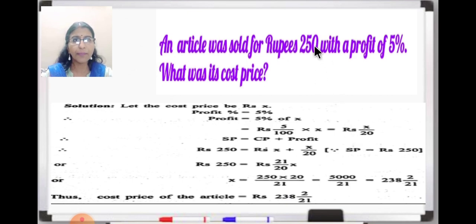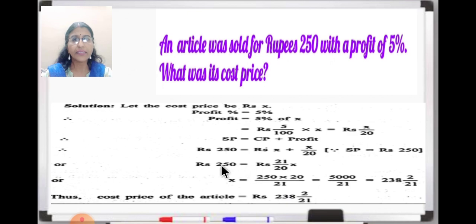Now we know the selling price, so we will use the formula: selling price SP is equal to CP plus profit. In place of SP we'll write the value, because we know the selling price, that is rupees 250. That is equal to, now CP we don't know, so in place of CP we will write X, rupees X plus the profit we just calculated, that is X upon 20. And then what you will do?